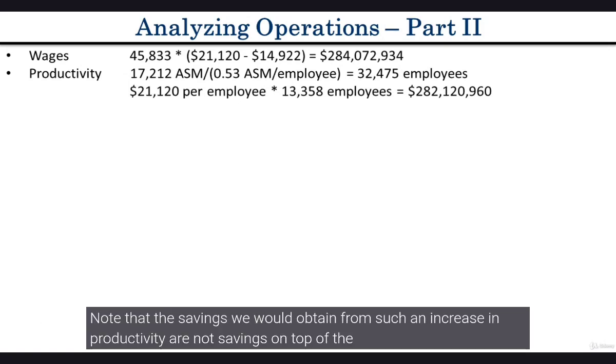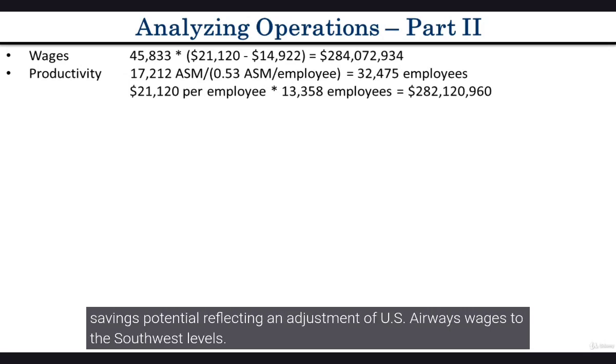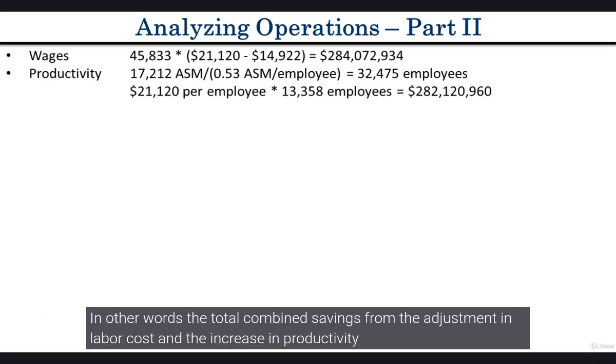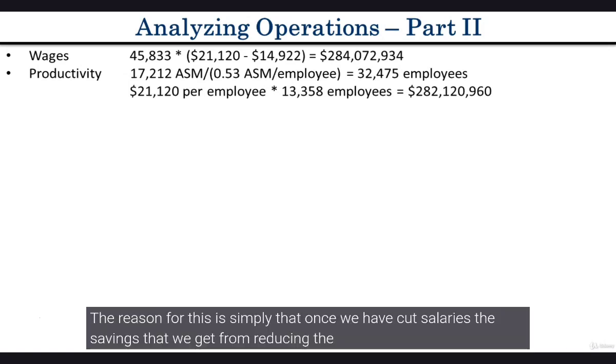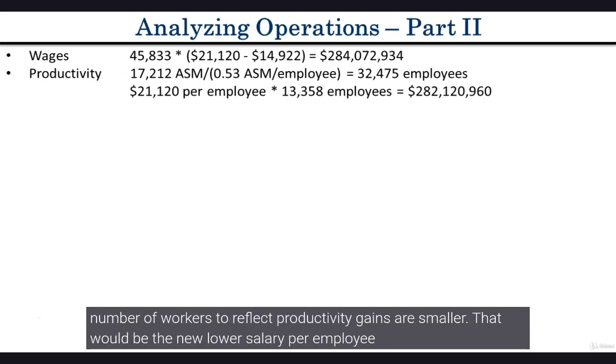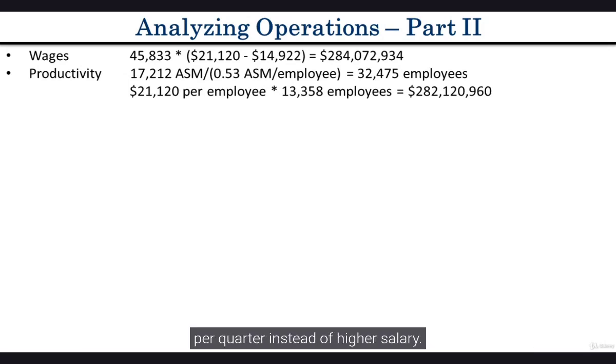Note that the savings we would obtain from such an increase in productivity are not savings on top of the savings potential reflecting an adjustment of US Airways wages to the Southwest levels. In other words, the total combined savings from the adjustment in labor costs and the increase in productivity would not be $284 million plus $282 million. The reason for this is simply that once we have cut salaries, the savings that we get from reducing the number of workers to reflect productivity gains are smaller. That would be the new lower salary per employee per quarter instead of the higher salary.